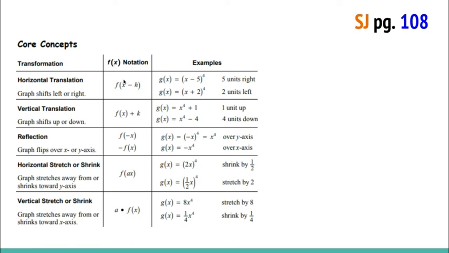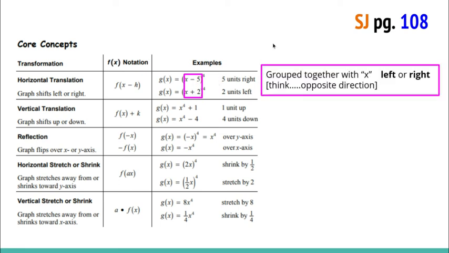So this is the function notation. So the first one here is if any number is inside, notice inside with the parentheses, this is the one that makes things go left or right, okay? So try to think opposite for me. So whenever you see a minus sign, that's to the right, and then plus sign is to the left. So write yourself a note. It really is the opposite direction, but left or right. So use a left or right arrow, and it's grouped together with the x, okay?